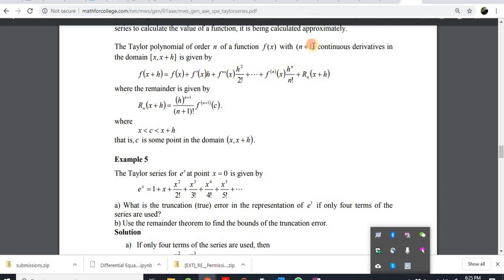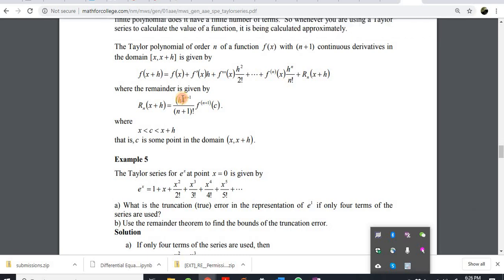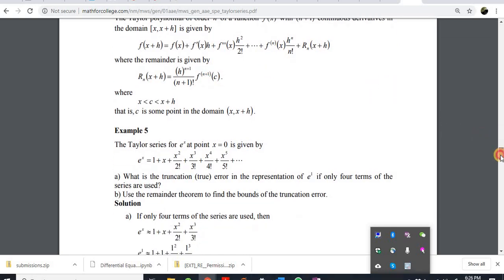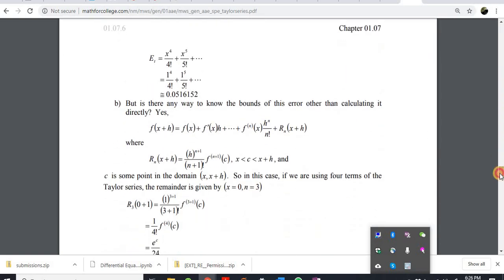If I have n plus 1 terms, there is an error, and the error depends on the n plus 1 derivative at some unknown point. This unknown point is between the point where you evaluate the derivatives and the point where you are finding the function. So here's a formula for error. If you want to estimate the error, you just need to know about how big this n plus first derivative is. He'll give some examples about that, and you can read the details here.